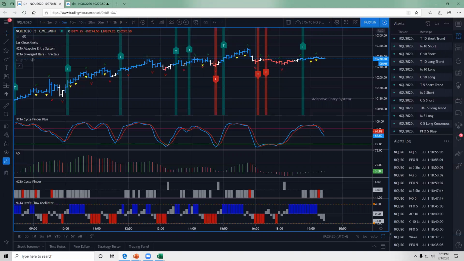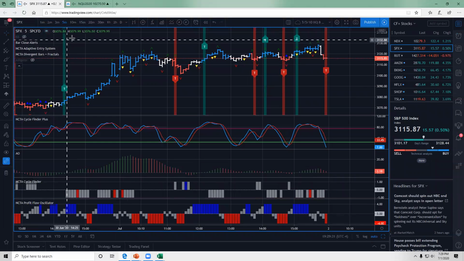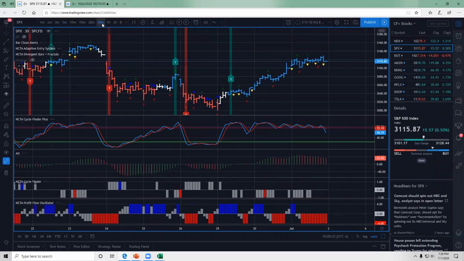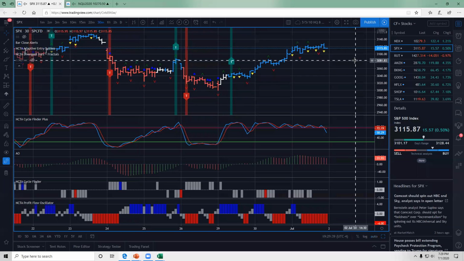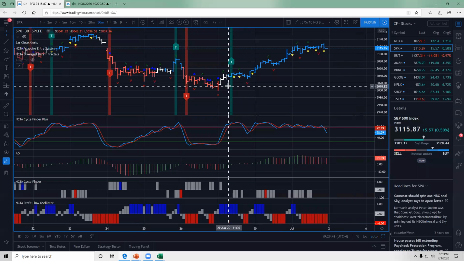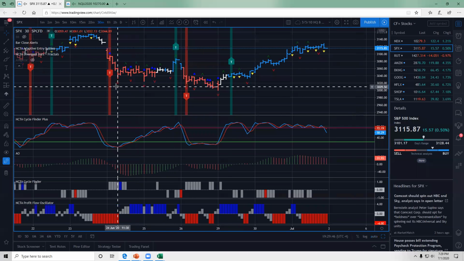Well, James is asking, will these signals work on all stocks? Let me just jump over here for a minute and simply take the same chart, put up SPX, put up a time frame. We'll put up 30 minutes, okay? If you're an options trader, here are your trending signals right here, James. This is just an example.